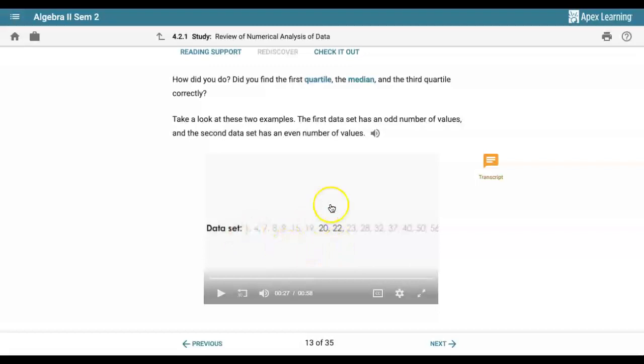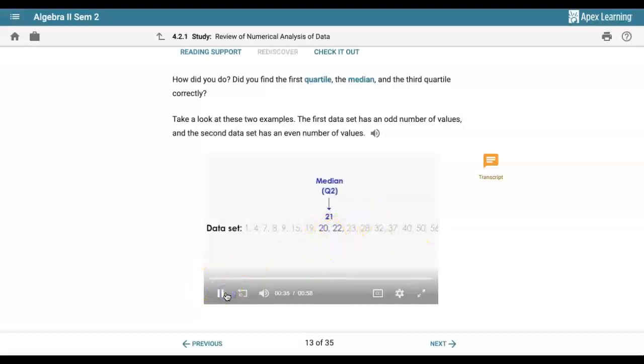Obviously notice here that when we look for our median, we're going to have two values. So we've got to take the average of them. The median is 21, the average of the two middle values, 20 and 22. The reason we got that was because we had to do 20 plus 22 divided by 2, since there's two values there, and that's how we get 21.